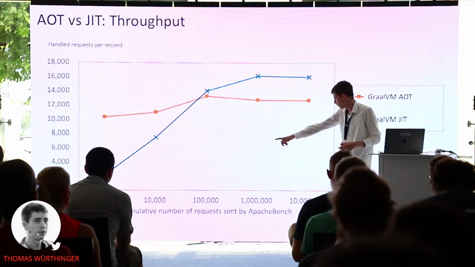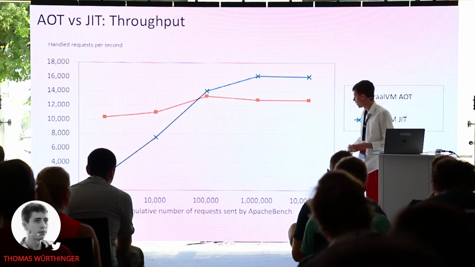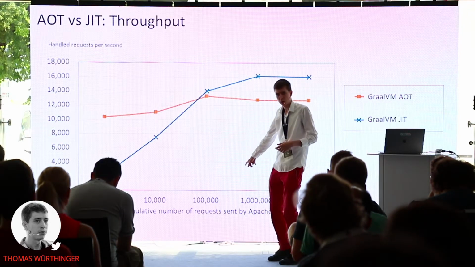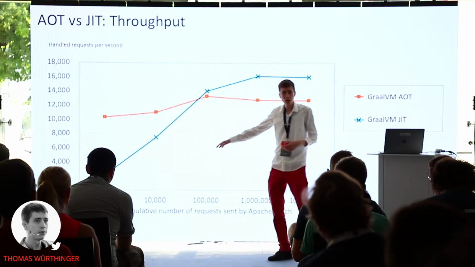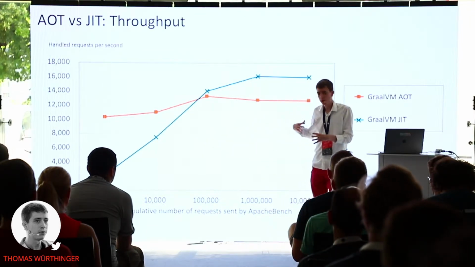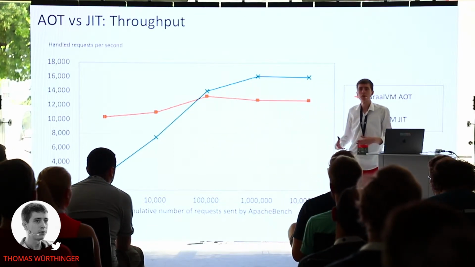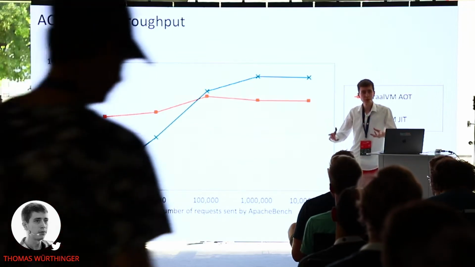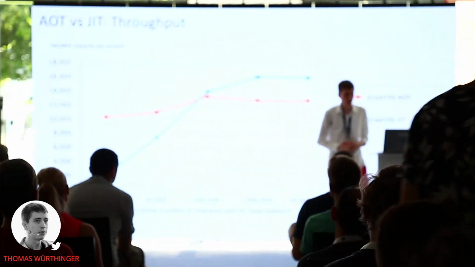You can see here we have a couple of web requests, and up to about 100,000 requests, the AOT mode is still faster. But then from 100,000 requests onwards, the JIT mode starts to take over. When everything is warmed up, everything is in a stable state, you have a better throughput on the JIT mode.